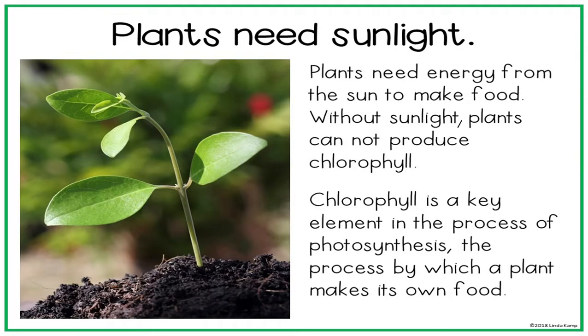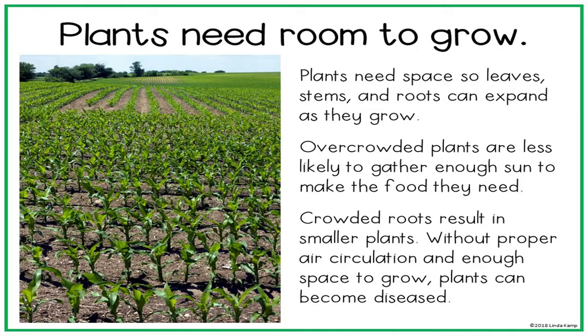Plants need sunlight. Plants need energy from the sun to make food. Without sunlight, plants cannot produce chlorophyll. Chlorophyll is a key element in the process of photosynthesis, the process by which a plant makes its own food.